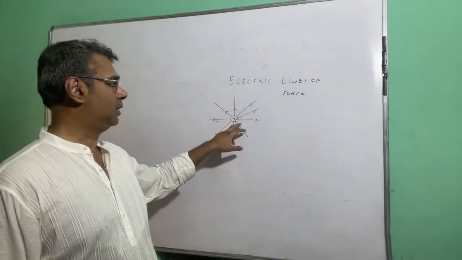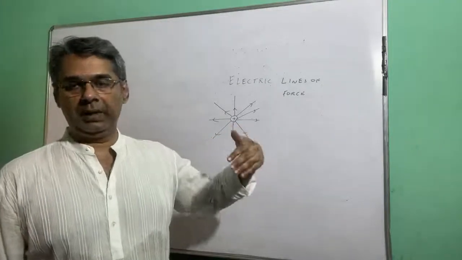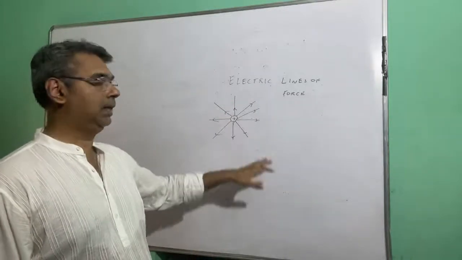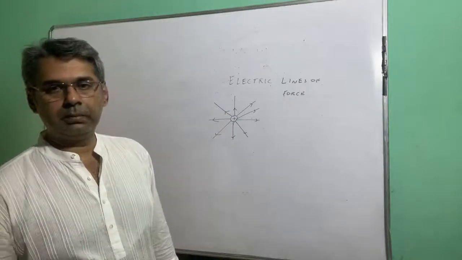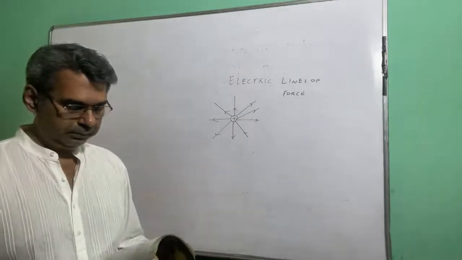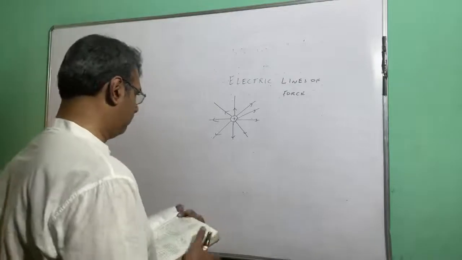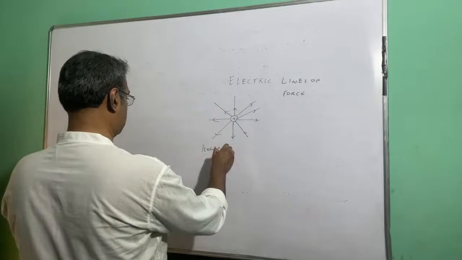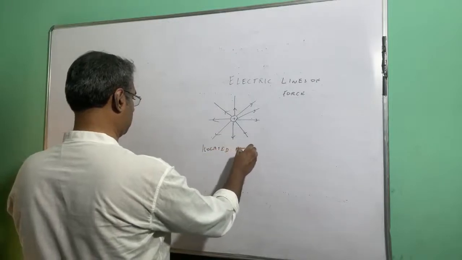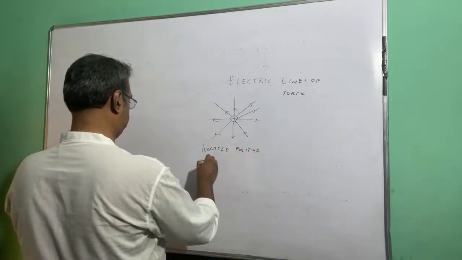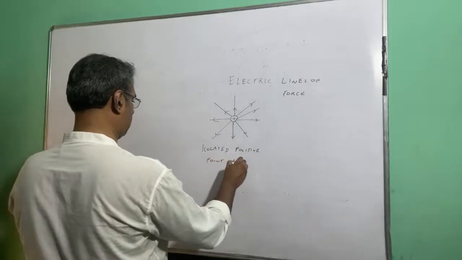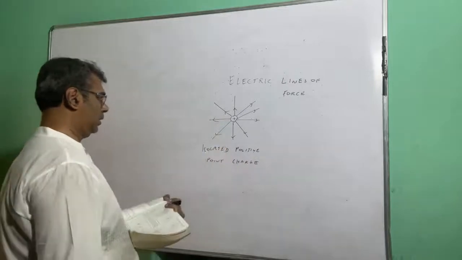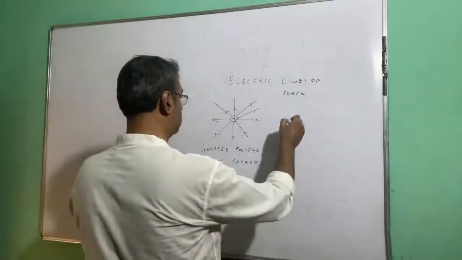So from a given positive charge, any radially outward line is an electric line of force. These are the electric lines of force for a positive charge, right? So this is an isolated positive point charge.